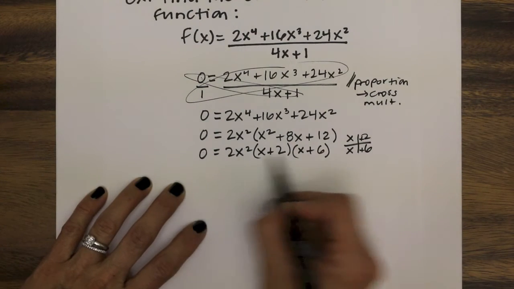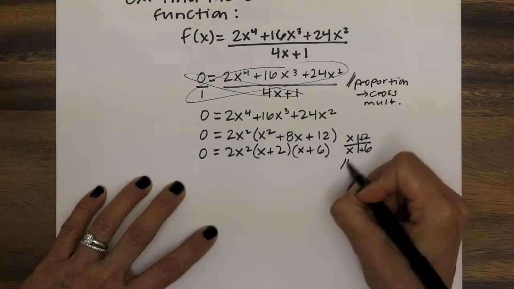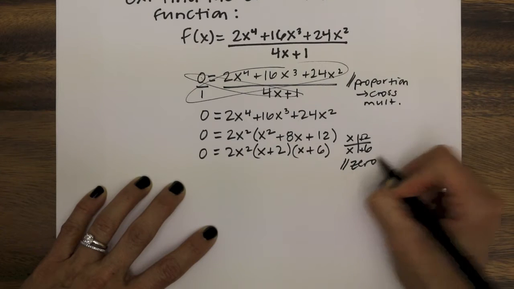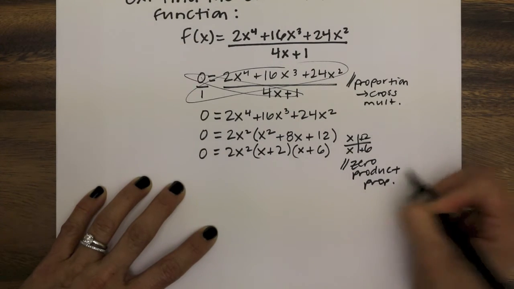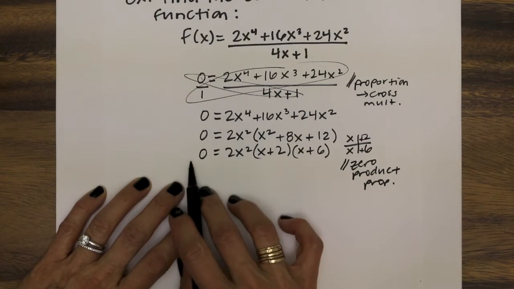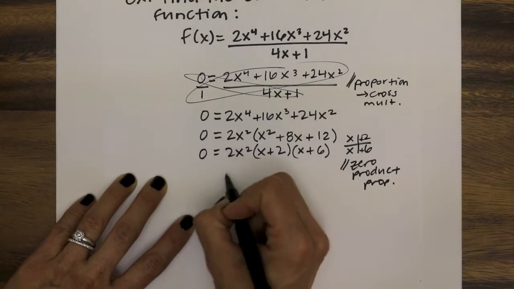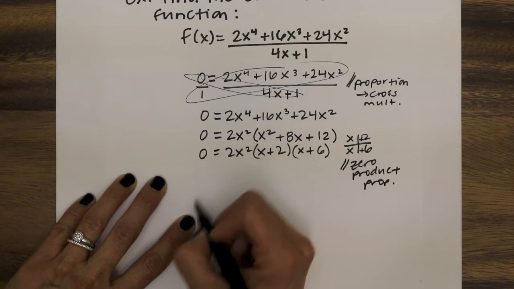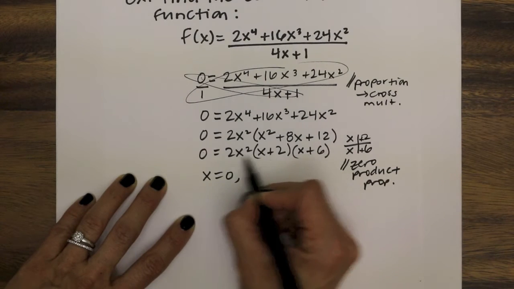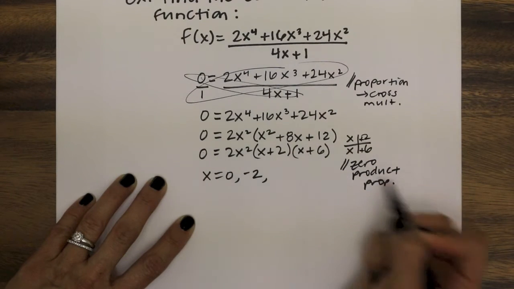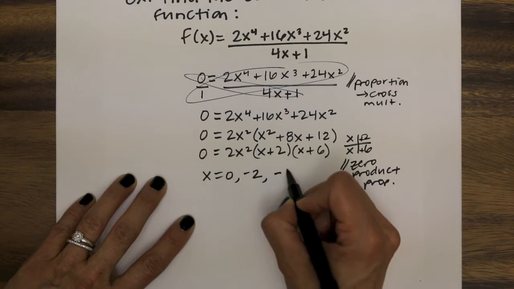Okay, at this point you have a product equaling 0. So we're going to apply the zero product property. Anytime you have a product equaling 0, you can set everything equal to 0. So when you do so, if you set 2x squared equal to 0, you're going to get just x equals 0. When you set x plus 2 equal to 0, you get -2. And when you set the quantity x plus 6 equal to 0, you get -6.